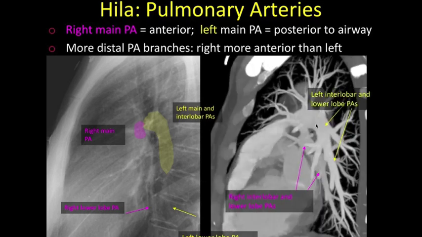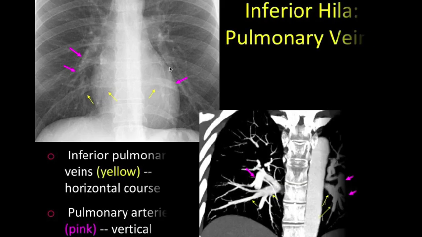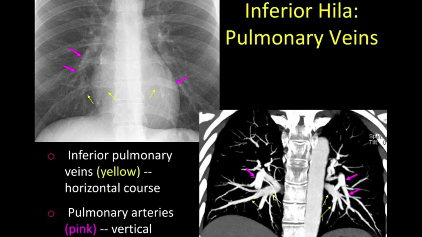This can be demonstrated on the MIP image, in which we see the interlobar pulmonary arteries and the left lower lobe pulmonary arteries that project posterior to the right side of pulmonary arteries. We need not forget about the pulmonary veins, which have a more horizontal course and head directly towards the cardiac silhouette. The pulmonary arteries are more lateral and have a more vertical orientation, as shown in this MIP image with the horizontal pulmonary veins and the vertically oriented pulmonary arteries.